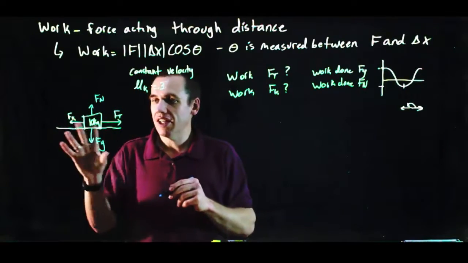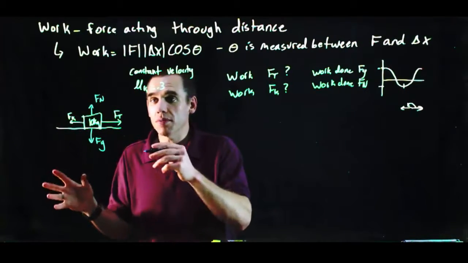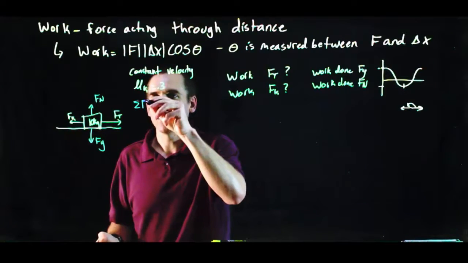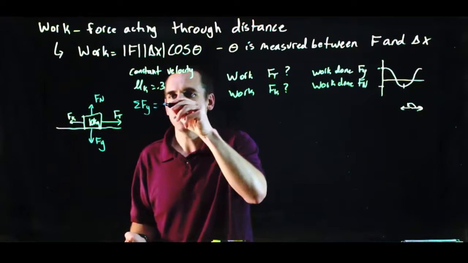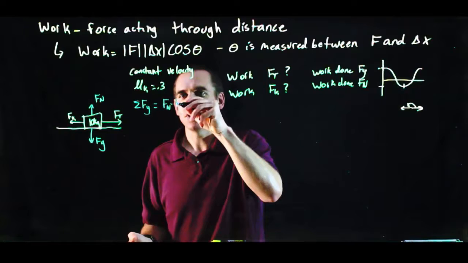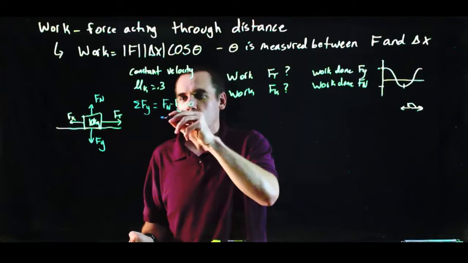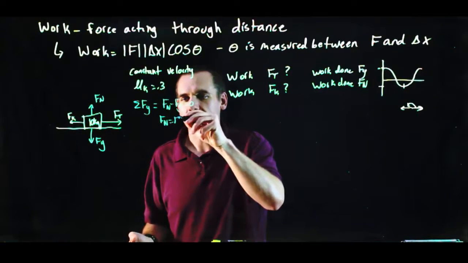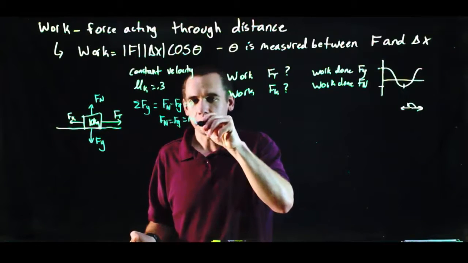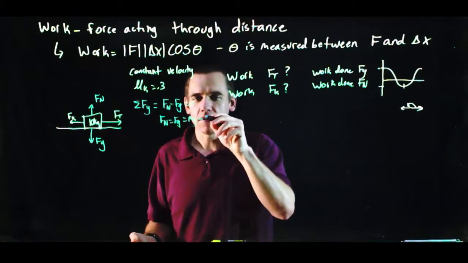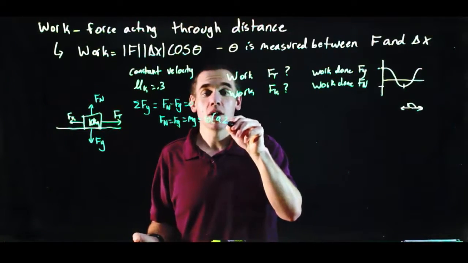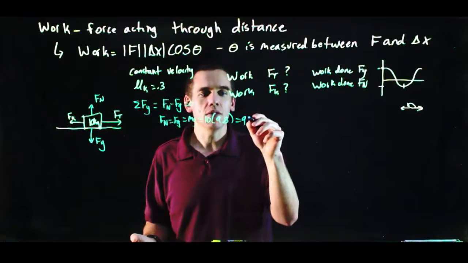Now it's not accelerating in any direction at all, which of course means we can write Newton's second law in the y direction. Net force in y equals Fn minus Fg, and that will be 0, which tells us Fn equals Fg, which equals mg. And so this, of course, is 10 times 9.8, which is 98 newtons.